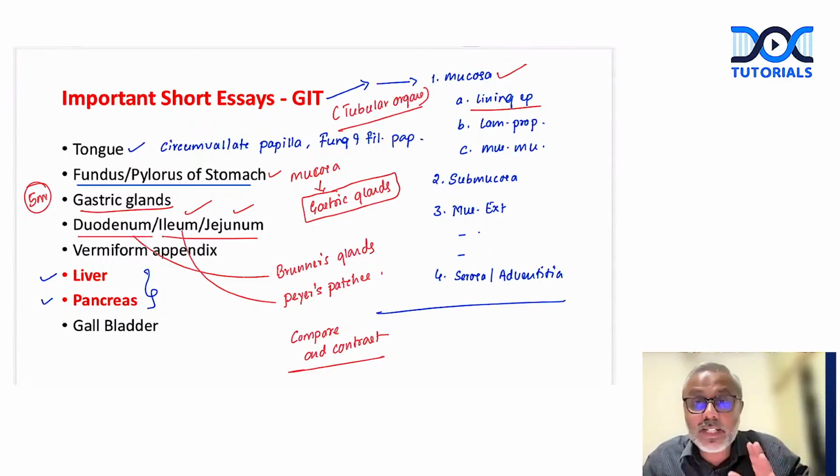Compare and contrast the histology of, let's say, duodenum and colon and appendix. Very often in the last few years, we see these types of questions in histology. Compare and contrast. So these are the questions you need to be prepared for.